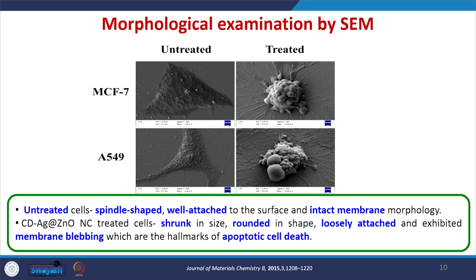We can also use the scanning electron microscope to understand the morphology of untreated and treated cells. You can see here the untreated cells; this is a breast cancer cell and this is a lung cancer cell. The untreated cells are spindle shaped, well attached to the surface, with intact membrane morphology. Whereas the nanocomposite treated cells are shrunk in size and rounded in shape, and also show membrane blebbing. You can see these are the membrane blebbing. So, these are the hallmarks of apoptotic cell death.